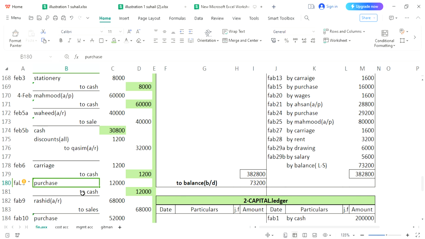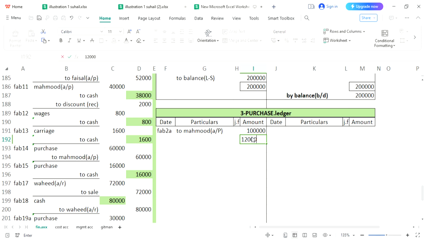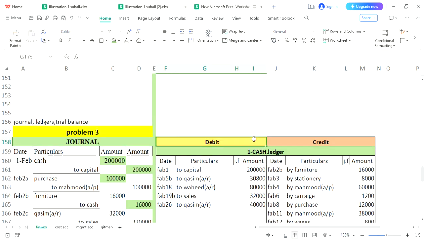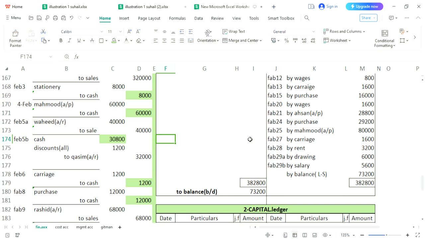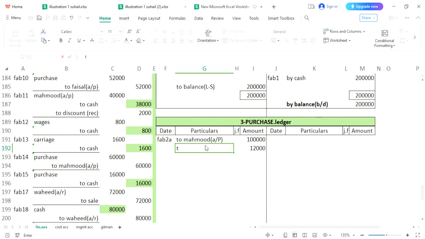So we have found purchase is debited by 12,000. Go to the ledger, choose the debit side, write down 12,000 in the amount column. See the reference of this 12,000. So you have found this purchase was debited. What is written on the opposite side? To cash. So you will use this, to cash, for reference.